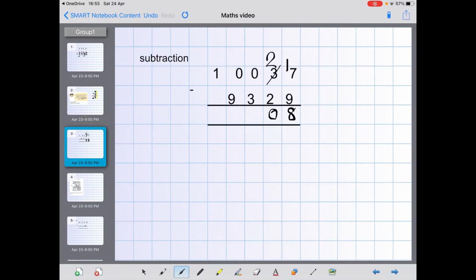Which means we then need to go into our 10,000s where we've got our 1. So we're going to exchange 1 10,000. We can only exchange into the next column. So our 1 10,000 is going to need to go into our thousands column. It cannot go straight into our hundreds column. So we will now have 10 thousands.